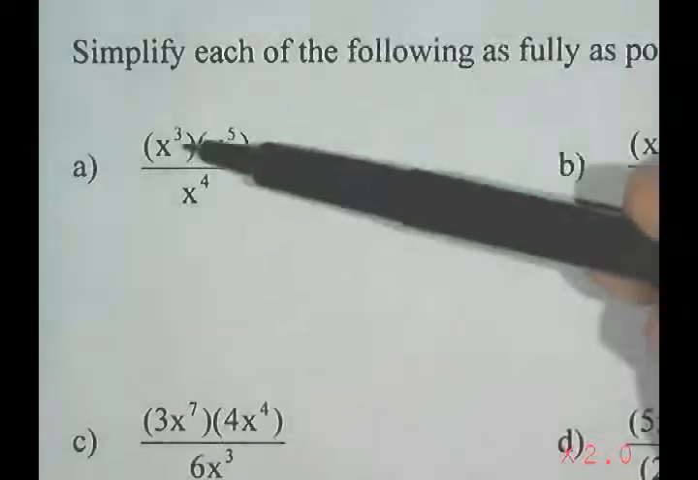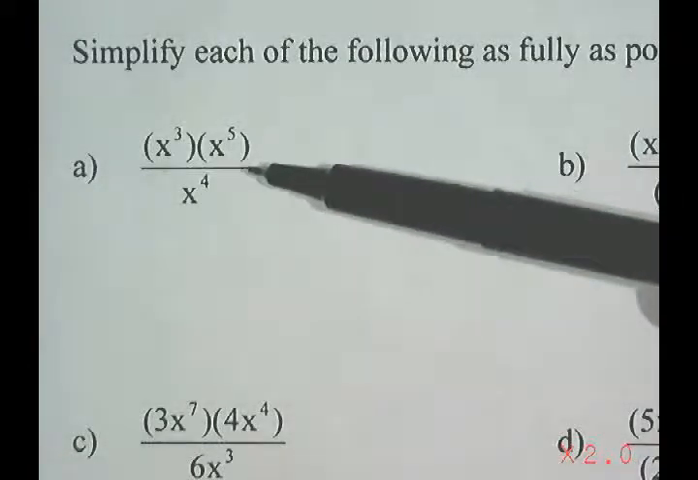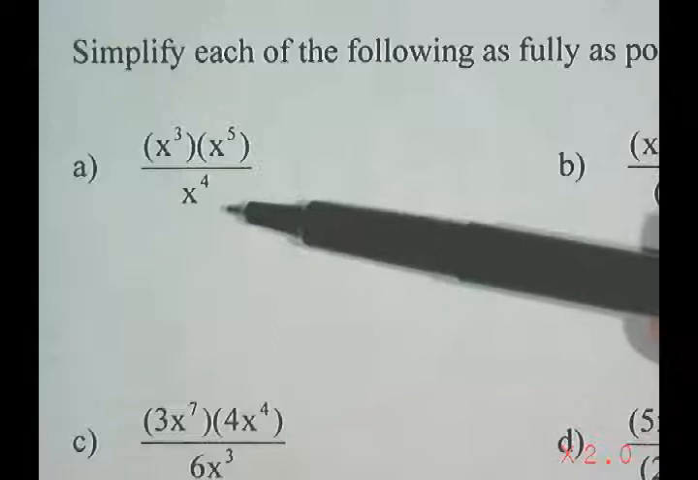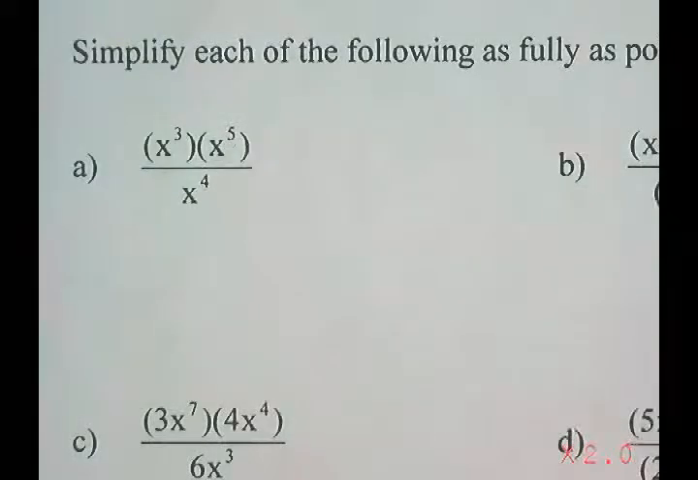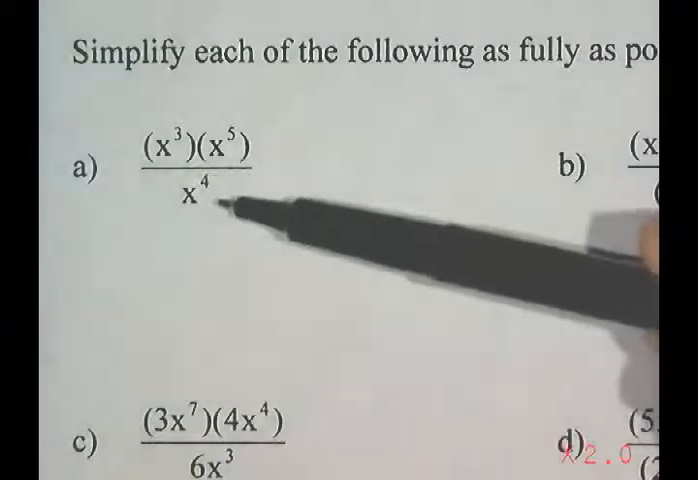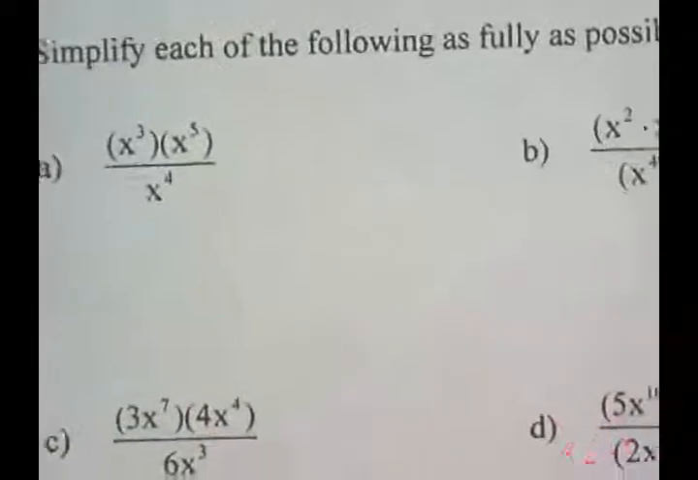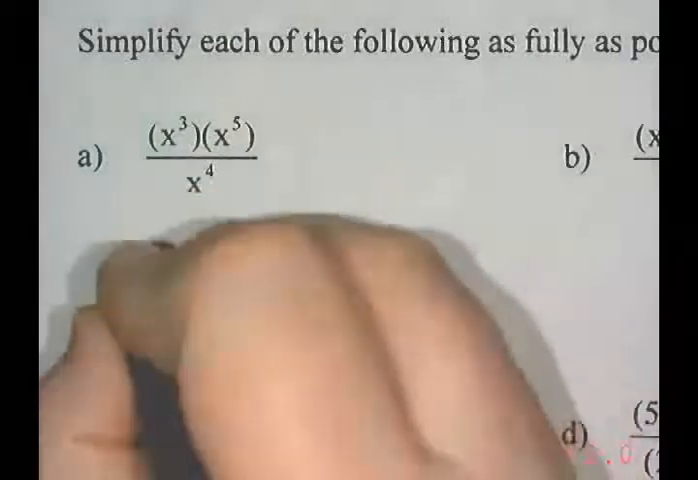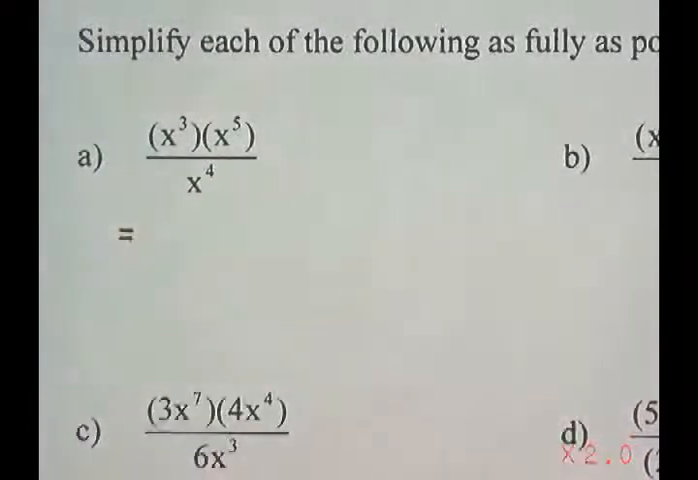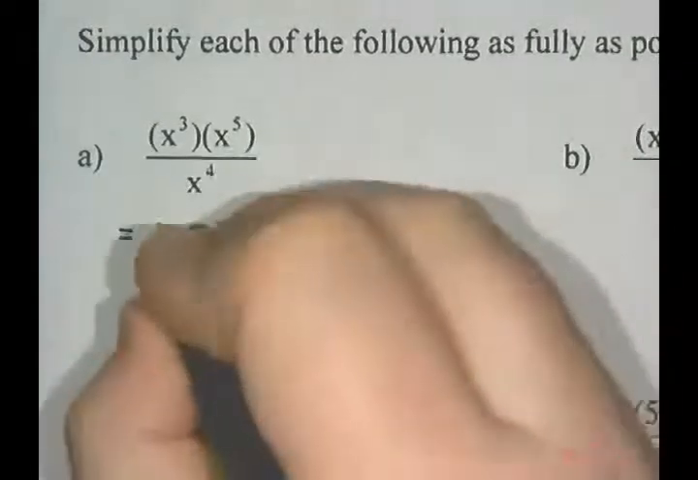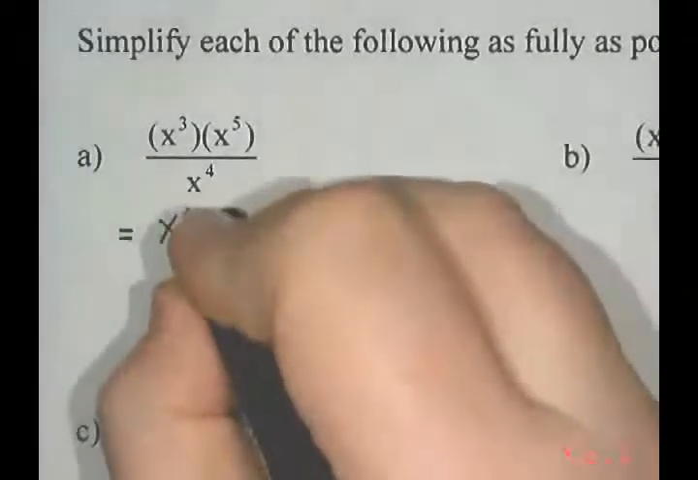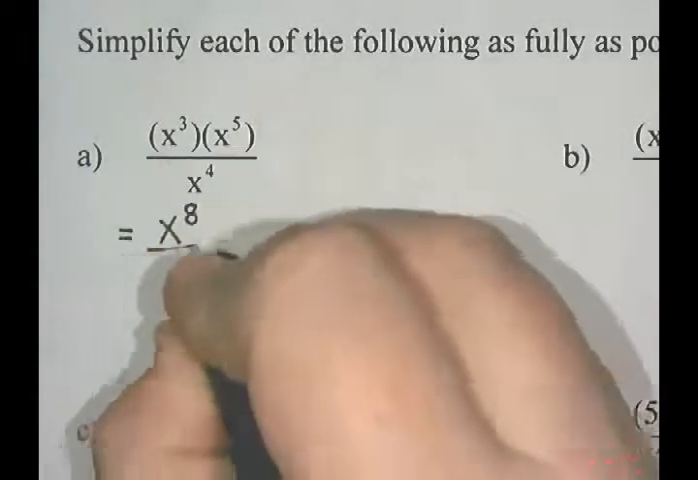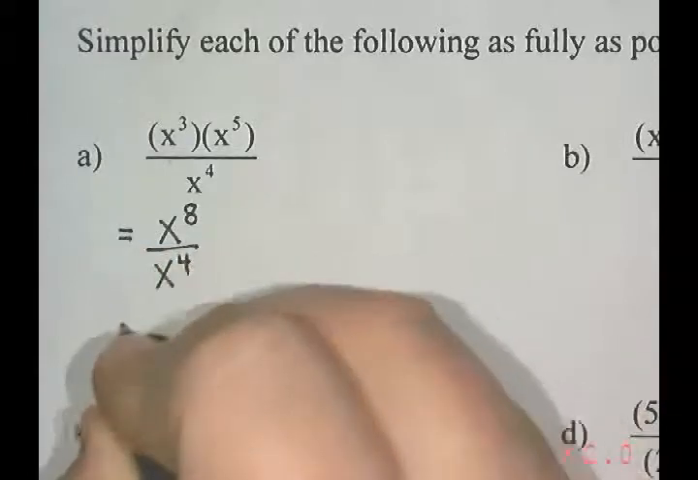So the first question here, we have x to the power of 3 times x to the power of 5 divided by x to the power of 4. So I'm going to multiply the two powers in the numerator first, and then we'll do the division second. The rule that we talked about in the previous video is that when you multiply two things together that have the same base, you add the exponents. So here, x to the 3 times x to the 5, you add 3 plus 5 to get x to the power of 8. And then I leave the x to the power of 4 in the denominator.